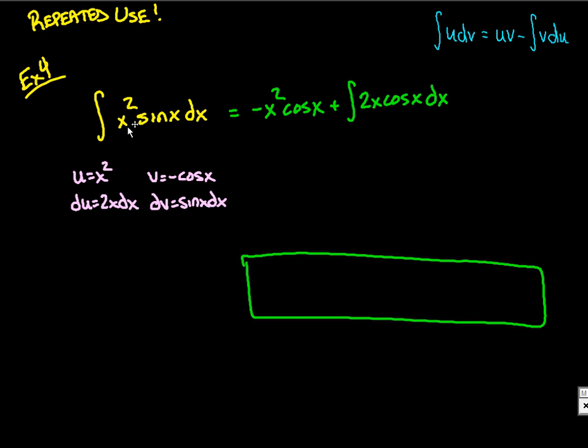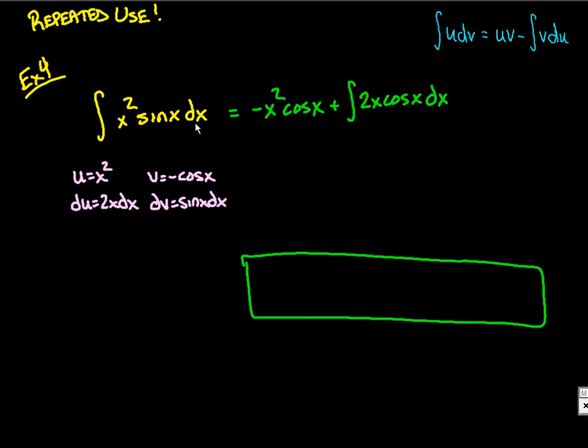The idea is your u should always be what is eventually going to cancel out. And if you keep taking a derivative of x squared, eventually it'll go away. Sine, if you keep taking a derivative, well, it won't go away. It'll keep on recycling back through. So that's why we're using x squared as our u, and then following the formula, that's what you should get.